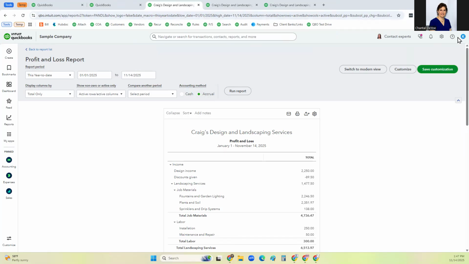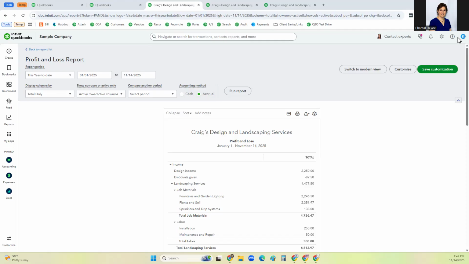It goes by other names though too. Sometimes you'll hear the term income statement. That's a very common name for it. You might also hear income and expense. All right. There's another one that's different. It's called statement of activity.